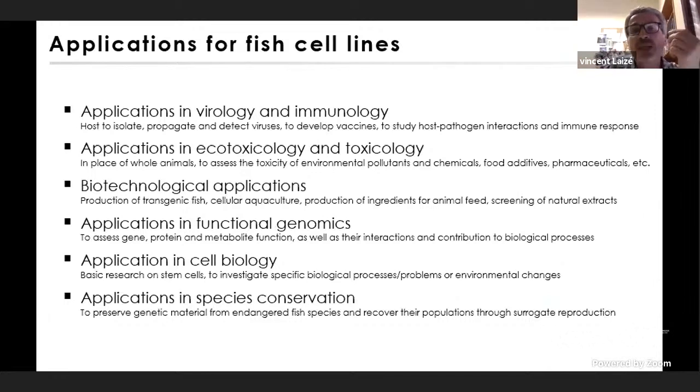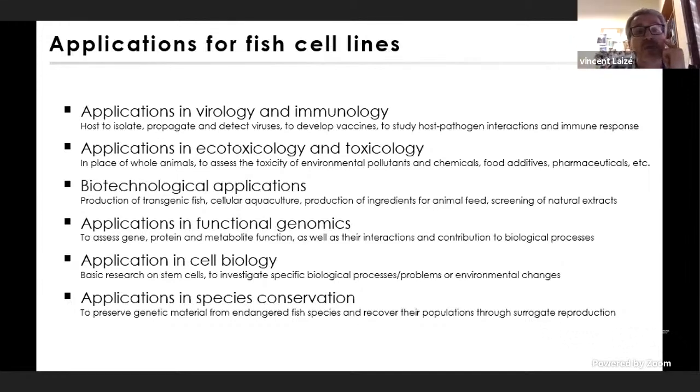So as I mentioned before, historically, fish cell lines were applied for virology and immunology. This is related to the many disease outbreaks that occur in fish farms. It causes massive economic loss and impacts animal welfare negatively. So fish cell lines were developed to be used as diagnostic tools, research tools, and mostly they were used to host, propagate and detect the virus, but also to develop some vaccines and to study host-pathogen interaction.